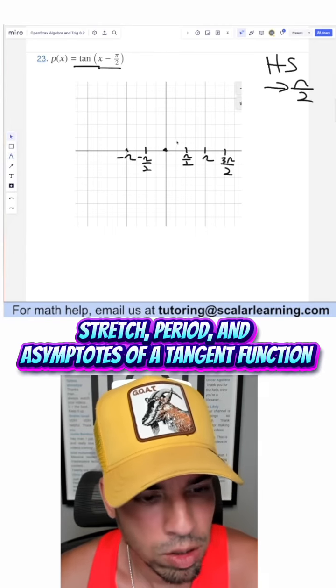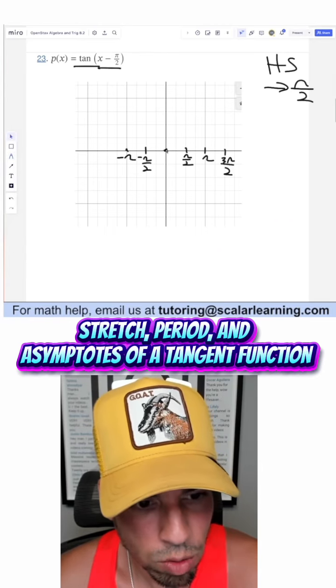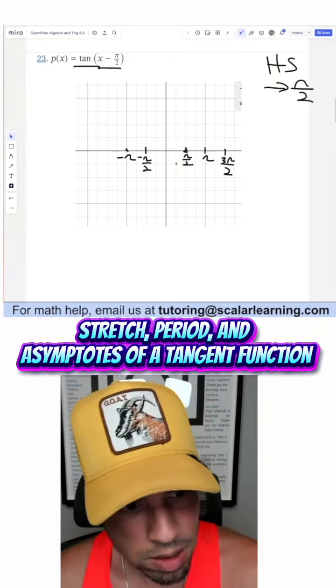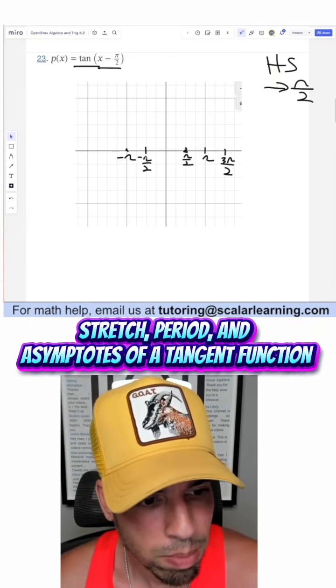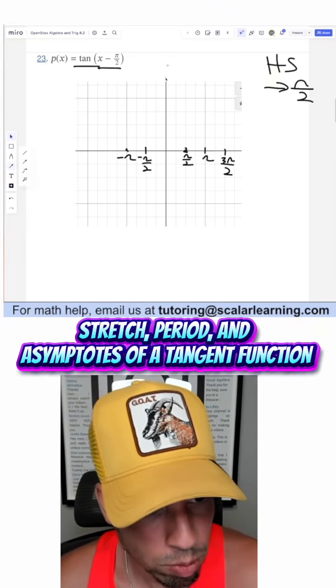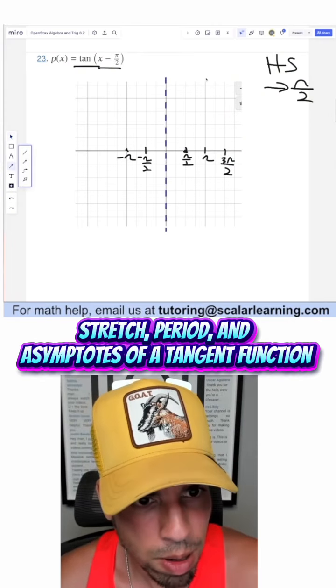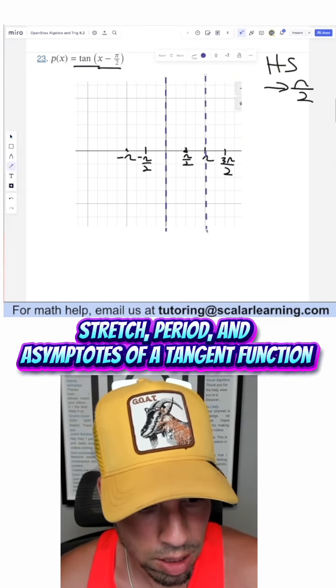And this is great because all I'm going to do is take that center point that's normally right on the origin and shift it over. And then I'm going to take my asymptotes, which are normally at negative pi halves, and shift that to the right by pi halves, which will be right here. And since the period is still pi, I'm just going to have the period repeat with these nice asymptotes.